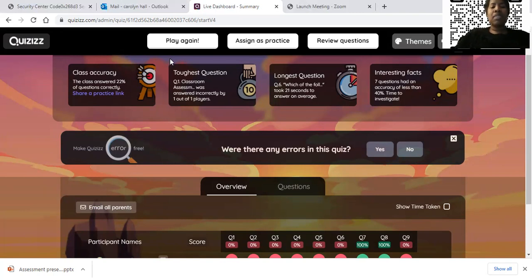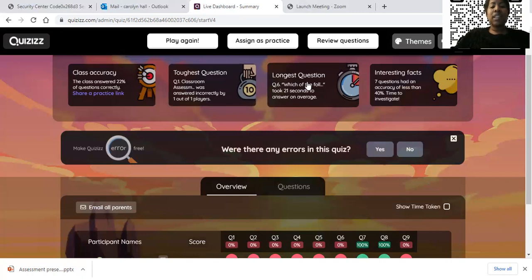The second quadrant that you see is called the toughest question. This lets you know that this is the area or this is the question where most students failed, right? So that gives you a very specific place to look when you're doing your review and you're assessing what your students do or don't understand.